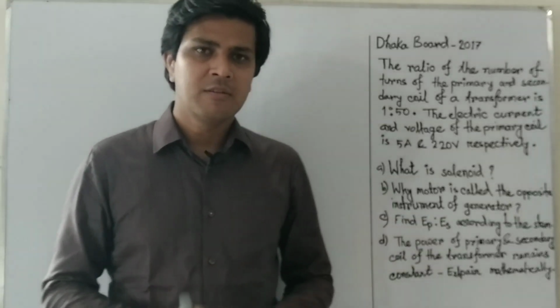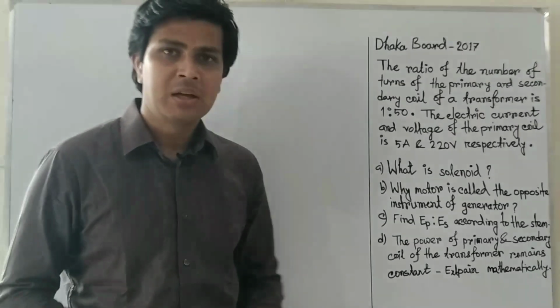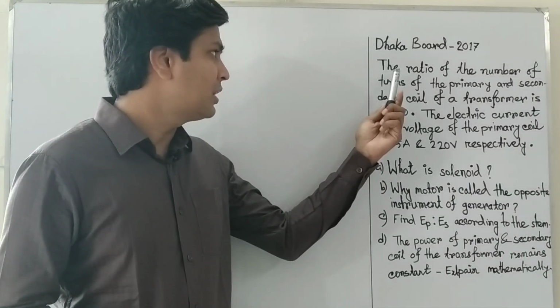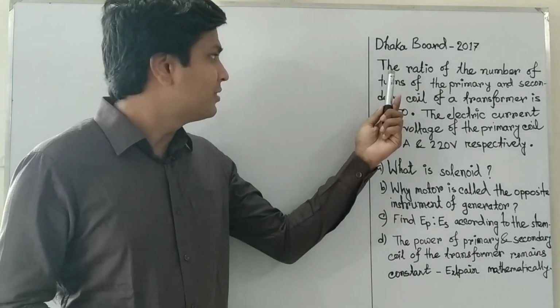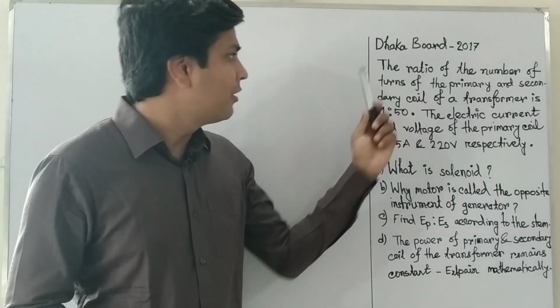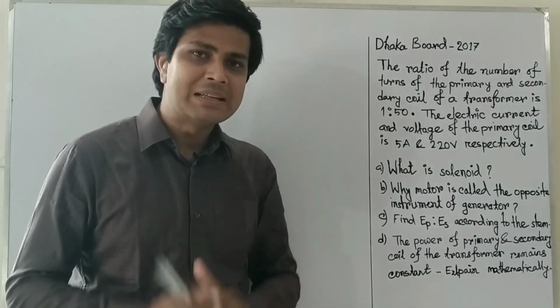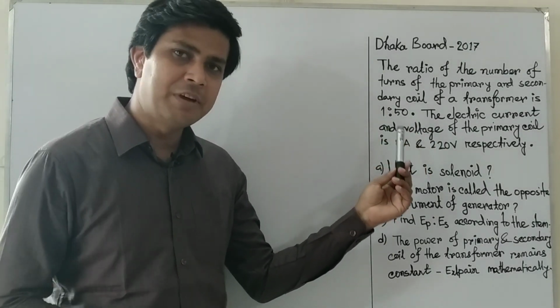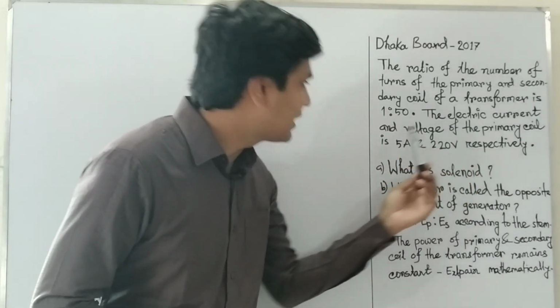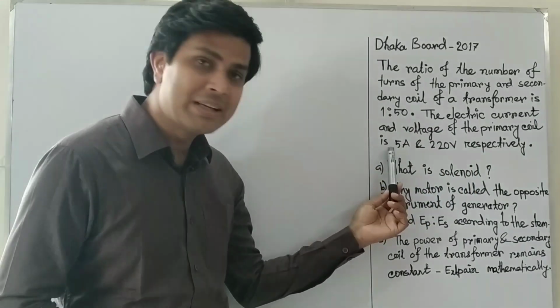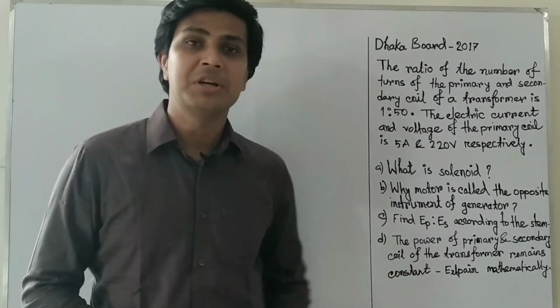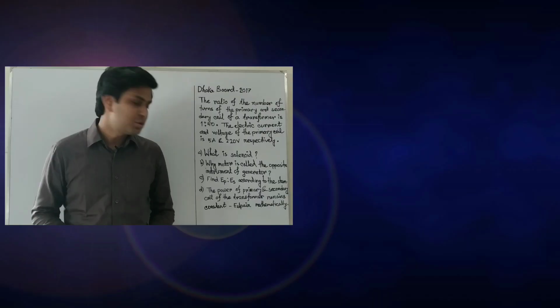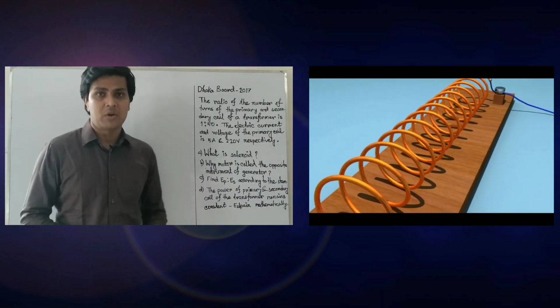First creative question from Dhaka Board 2017. Look at the question. In that question, you can see the ratio of number of turns of primary and secondary coil of a transformer is 1:50, and the electric current and the voltage of the primary coil are 5 ampere and 220 volt respectively. First question is, what is solenoid?